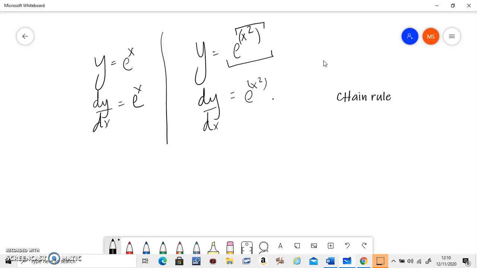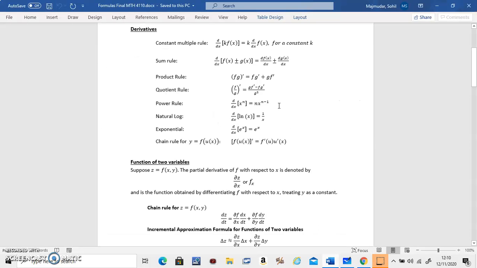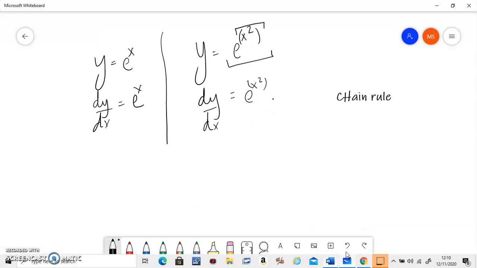Now the bracket is x square, which is of the form x to the n, so it should become n x to the n minus 1. So this should be times 2x. So final answer: 2x times e to the x squared.